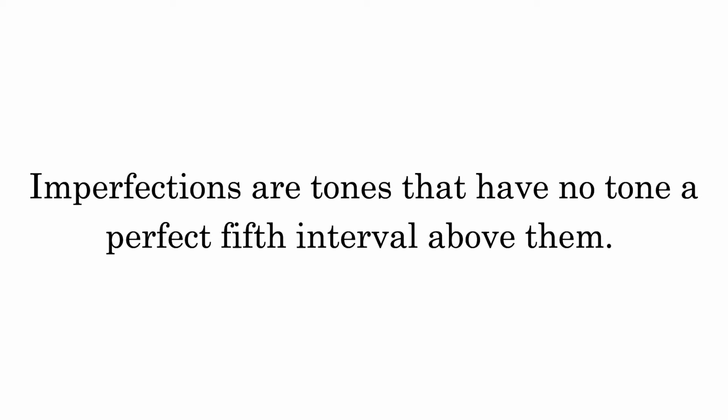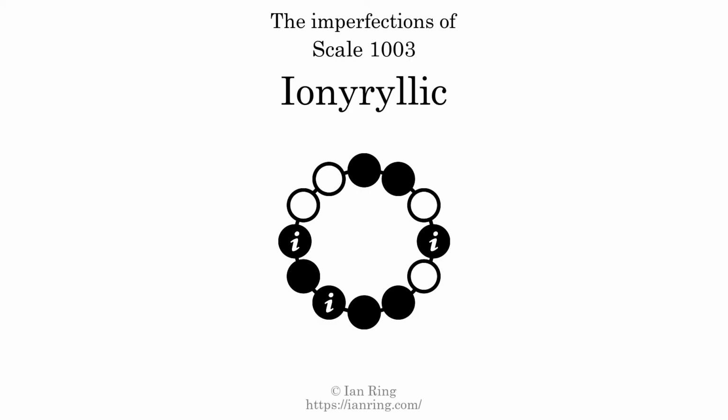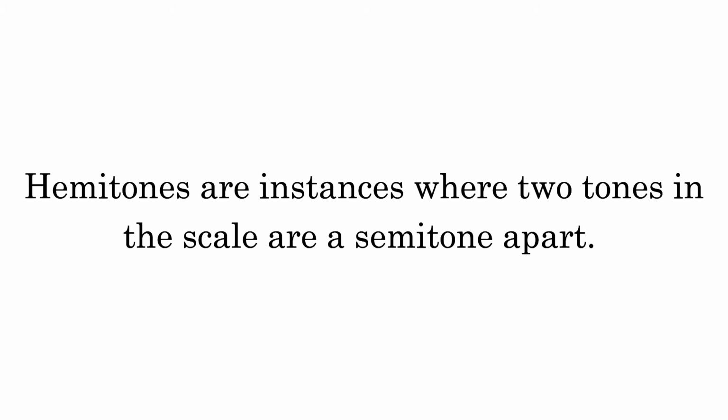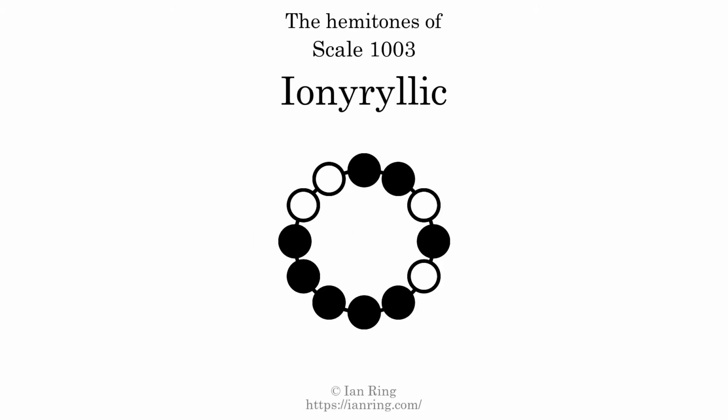Imperfections are tones that have no tone a perfect fifth interval above them. This scale has 3 imperfections. They are at positions here, here, and here. Hematones are instances where 2 tones in the scale are a semitone apart. This scale has 5 hematones. They are at positions here, here, here, here, and here.